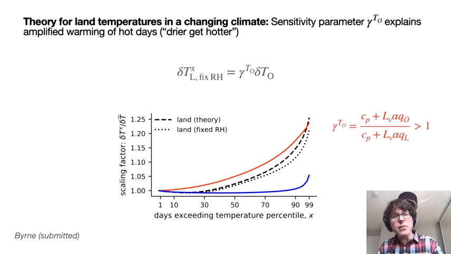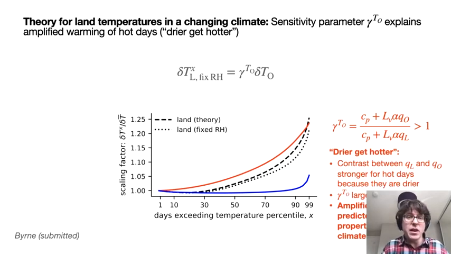So specifically, gamma is equal to Cp plus L times alpha, where alpha is the Clausius-Clapeyron parameter, times the specific humidity over ocean, QO, divided by Cp plus L times alpha times specific humidity over land. So because the specific humidity near the surface over ocean is larger than over land, this sensitivity parameter gamma is always bigger than 1. And this is the essential reason why hot land days warm more than the average day. Because for hotter days, the specific humidity over land is increasingly small, meaning that the sensitivity parameter is increasingly big. And this is the origin of the drier get hotter mechanism.